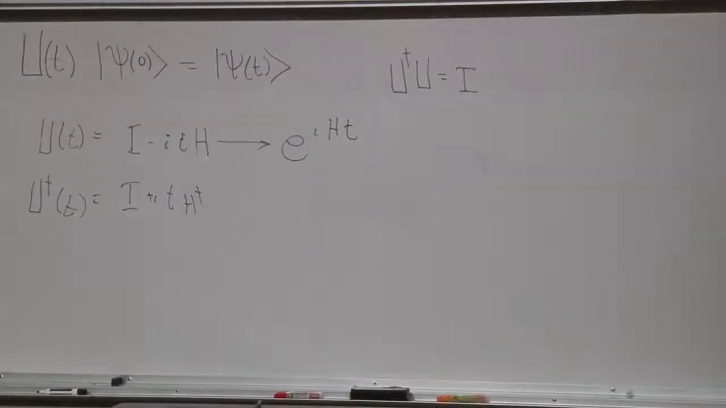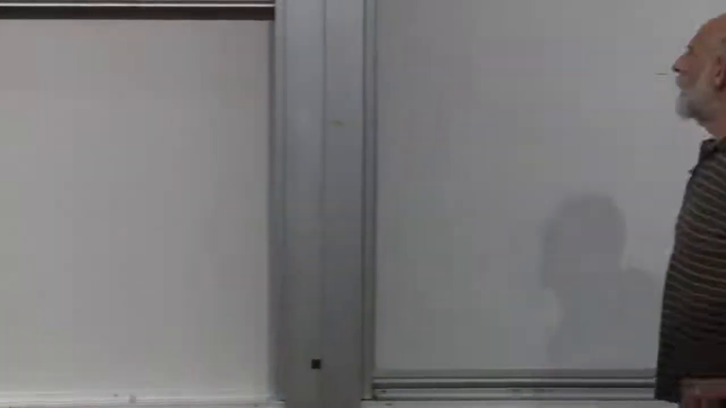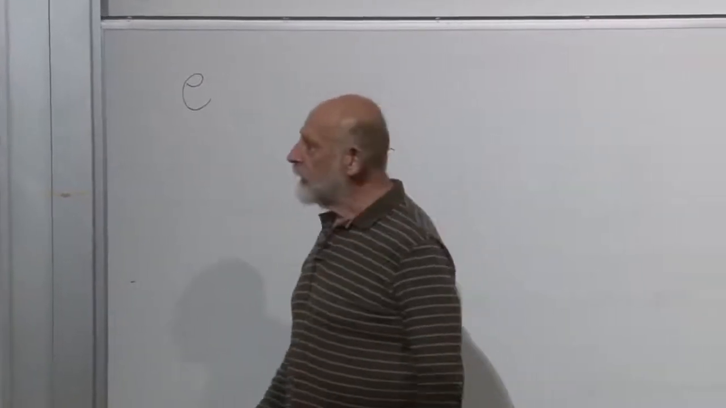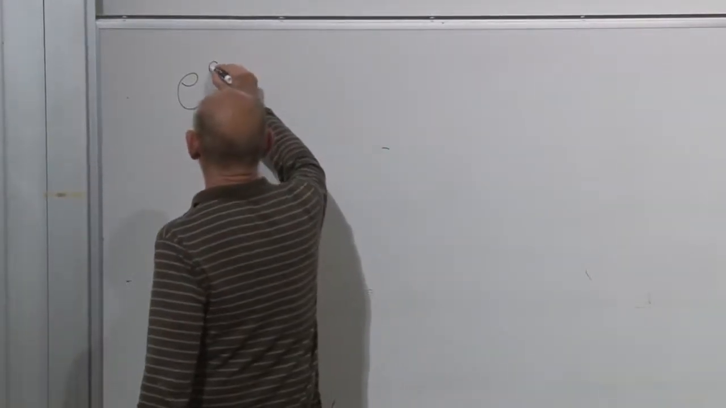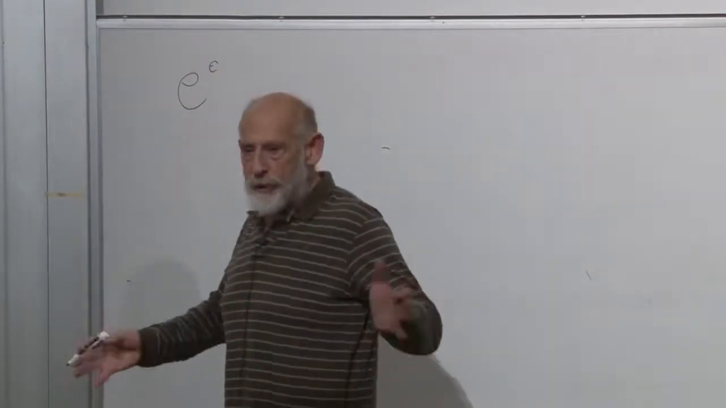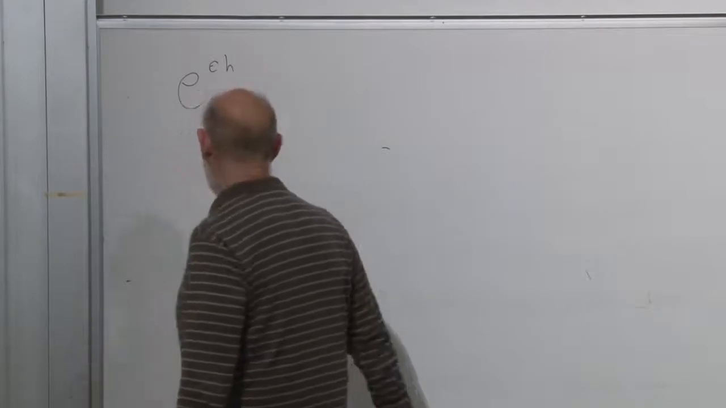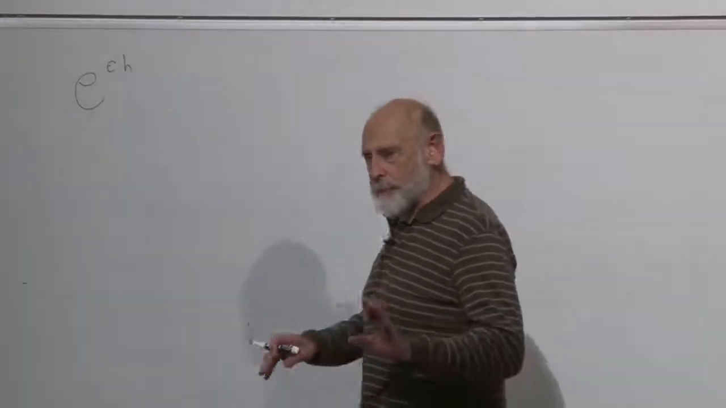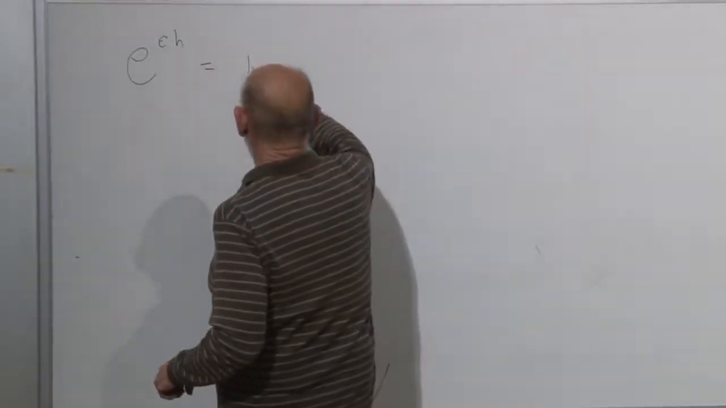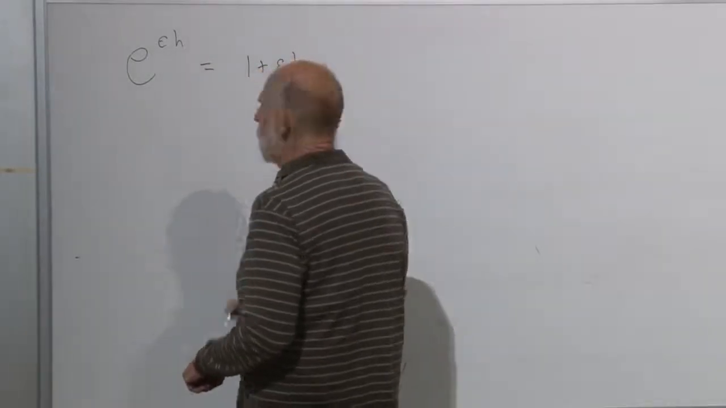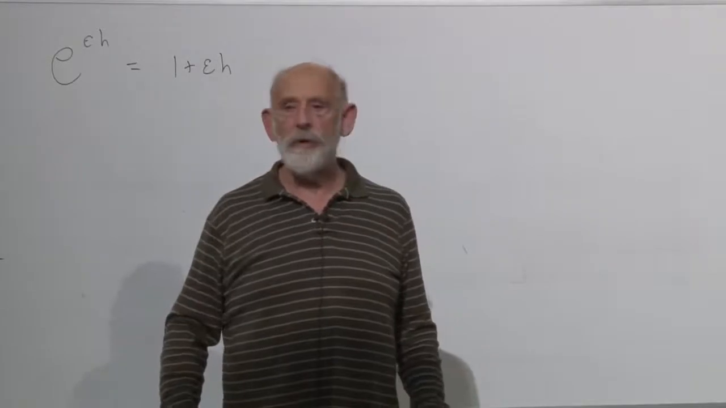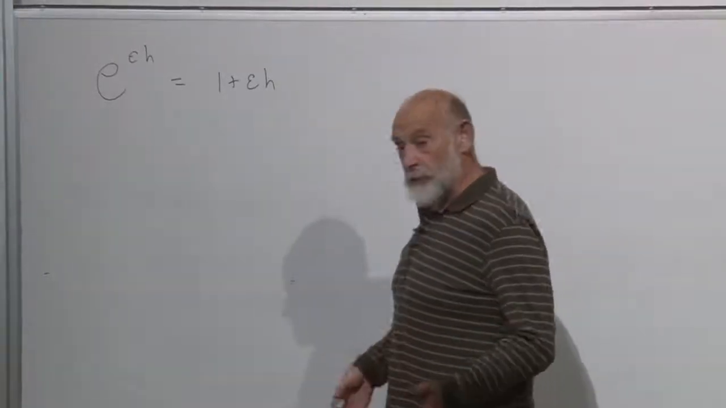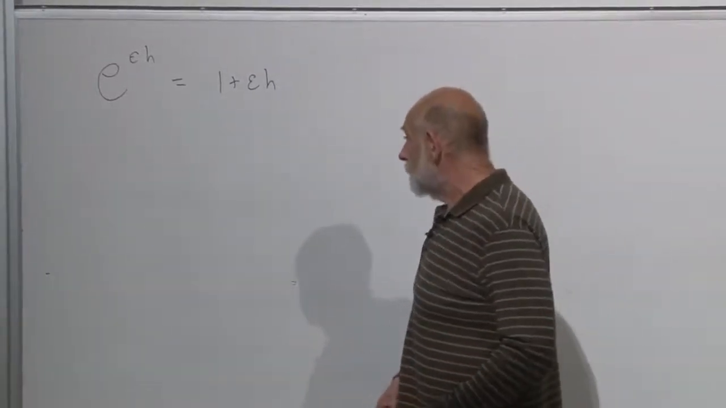Let me say a word or two about exponentials. If you have an exponential e to some small number, and let's just call the small number epsilon, where epsilon is small, times an ordinary number, and let me call the ordinary number little h. Epsilon times h is a small number. For very small epsilon, e to the epsilon h is 1 plus epsilon h. Does everybody know that? That's the Taylor series expansion keeping only the first term, assuming the second term and higher terms are negligible.